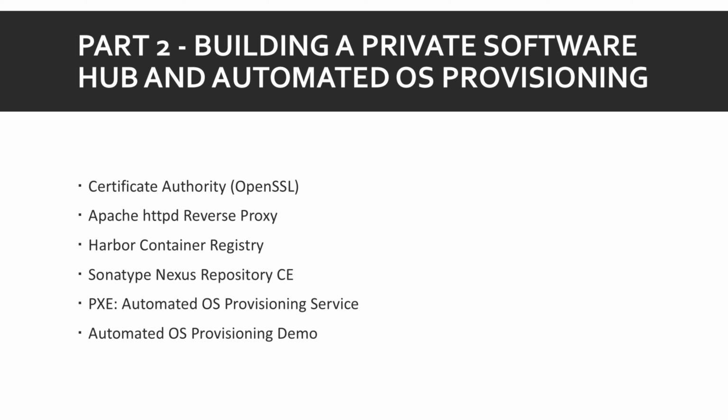Here's the plan for what we'll cover today. We'll set up a private certificate authority using OpenSSL. Next, we'll deploy Apache HTTPD. It will serve as our reverse proxy in the future, providing a unified entry point for our Harbor and Nexus services. We'll then deploy our private repository services. Harbor will manage our container images, and Sonatype Nexus Repository CE will manage our other software and dependencies.